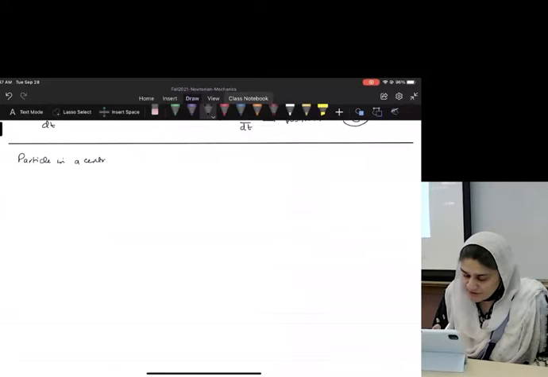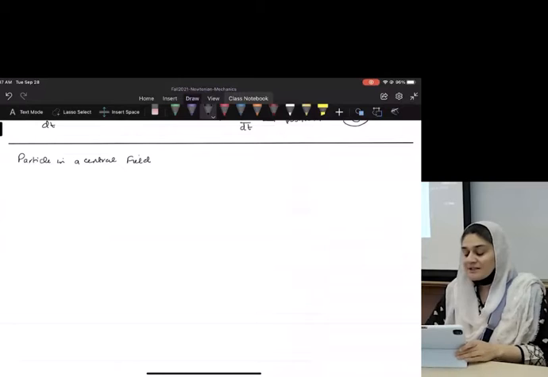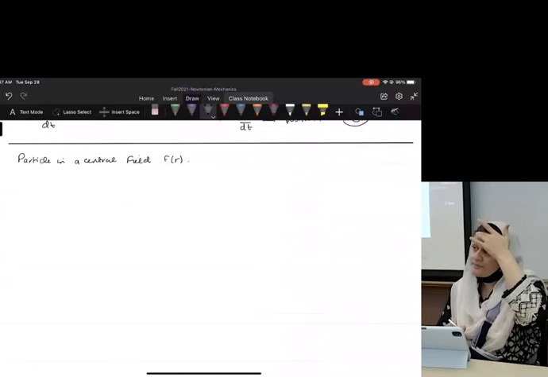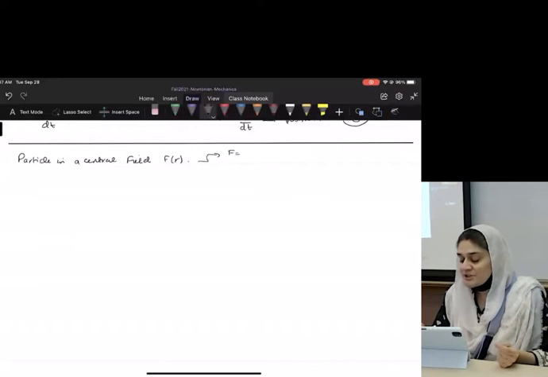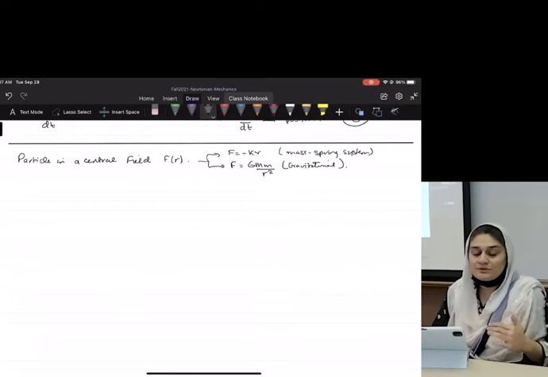in a central field. Now, what do I mean by a central field? A central field is any field where the force is a function of r. It could be like a spring force, which is minus kx or r, or it could be like a gravitational potential. So the first example is of a mass spring system, and the other one is obviously gravitational. We'll talk more about them, but just to introduce you to this idea.